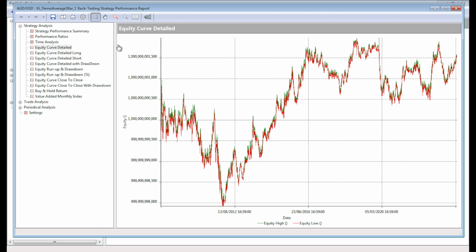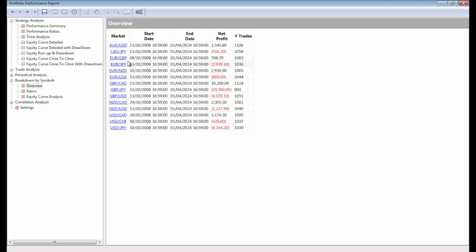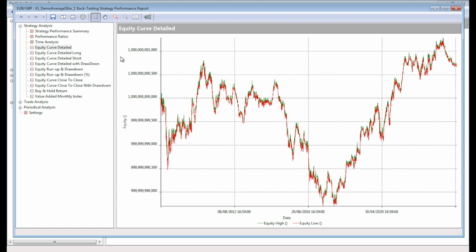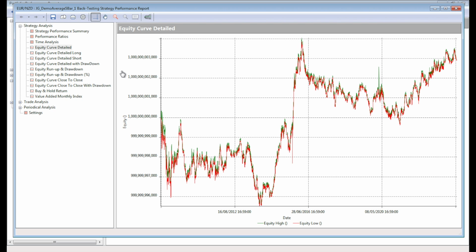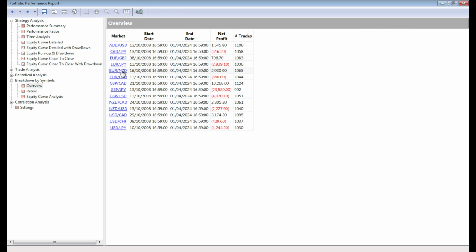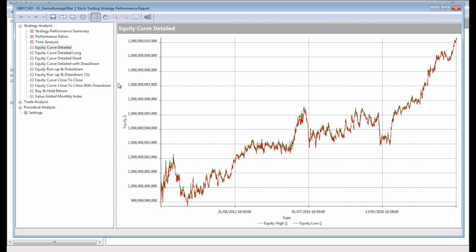Australian dollar, US dollar. There's the equity curve, which isn't very good, is it? Euro pound didn't make a lot, and again, not very good, although it did have times where it was working pretty strongly. Euro, New Zealand dollar, not a very good equity curve either. Pound Canadian dollar, which looks like it's made the most amount of pips out of all of them. And a reasonable equity curve. That's certainly going in the right direction. So that shows some promise.